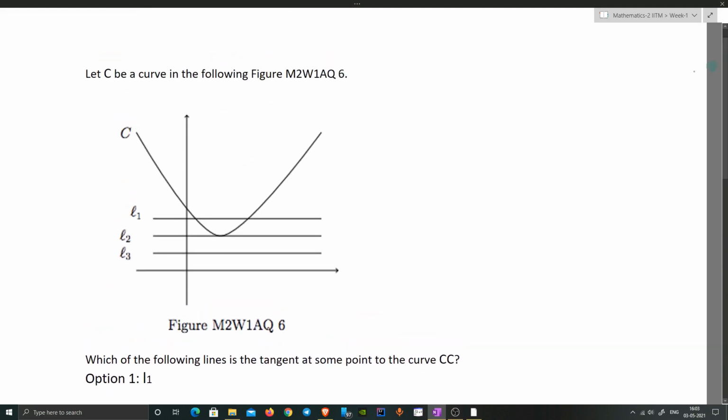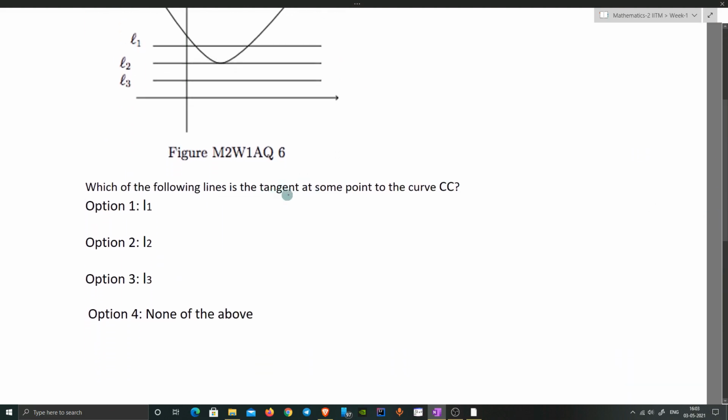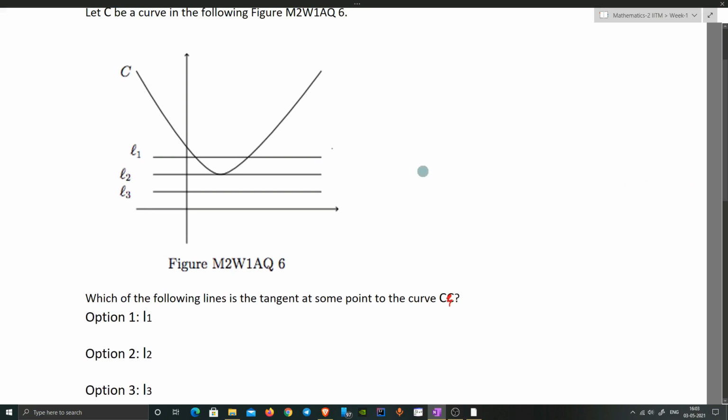So here let C be a curve in the following figure. Which of the following lines is the tangent at some point to the curve C? Okay, so this is the question. We have a curve and we also have three lines. They are asking us which of the three lines represents a tangent for this curve, right? So what about this line? Let's go one by one.